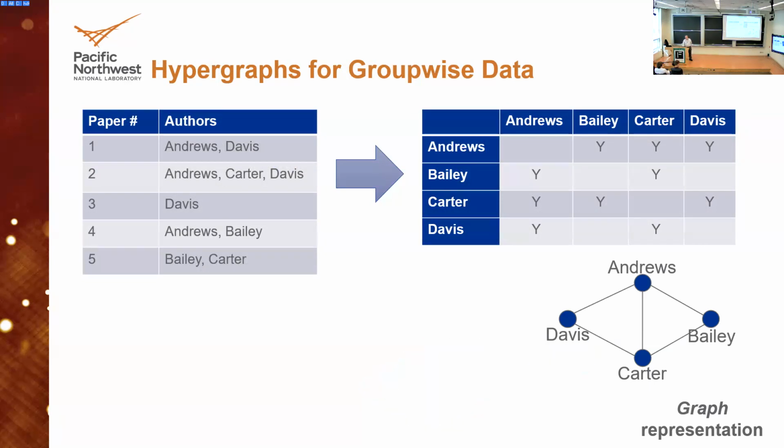Now, if you just look at this and ask, what about the multi-way relationships? As far as you can tell from that graph, it's as if Andrews, Davis, and Carter did a thing together, and Andrews, Bailey, and Carter did a thing together. Those are the maximal cliques of that graph, right?